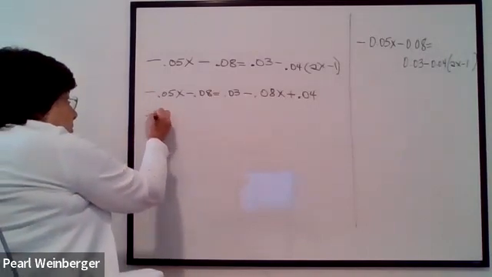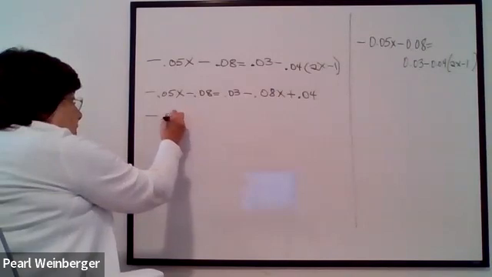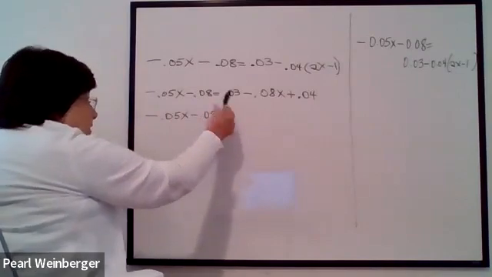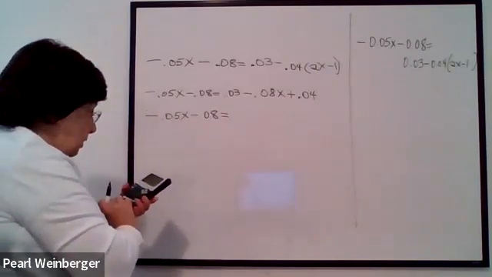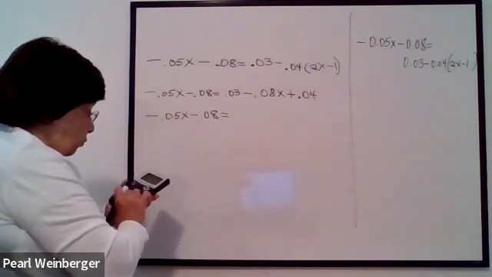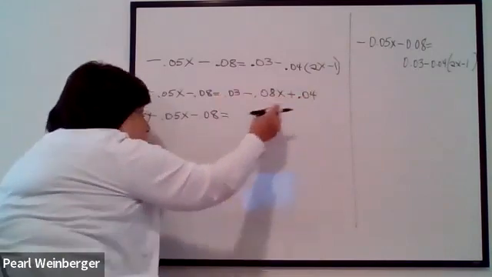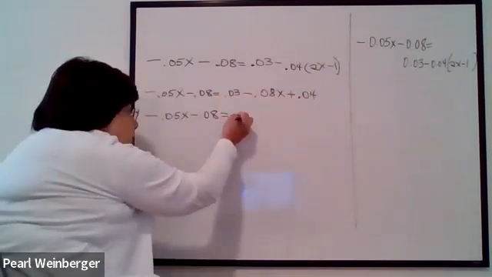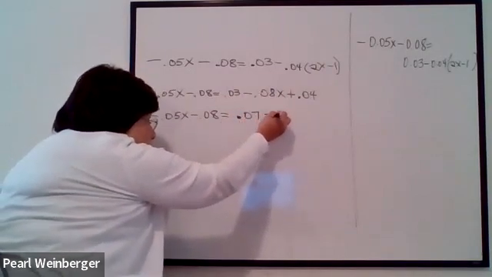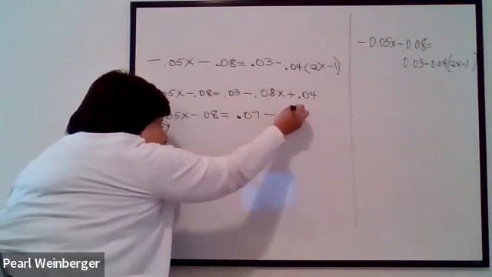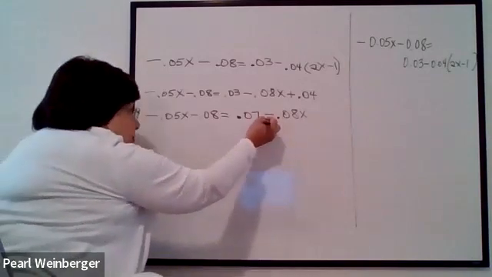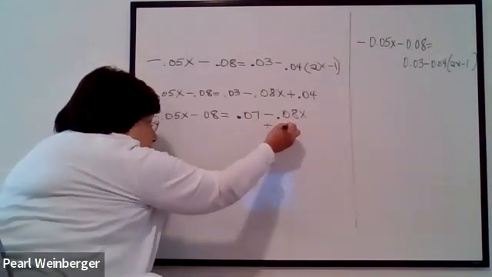Okay, let's go back. Now we can continue from here. Just rewriting this, negative 0.05x minus 0.08. And now I have a 0.03 plus 0.04. These are both positive, which gives me 0.07. Minus 0.08x. Okay. Now I'm going to add this 0.08x to both sides.